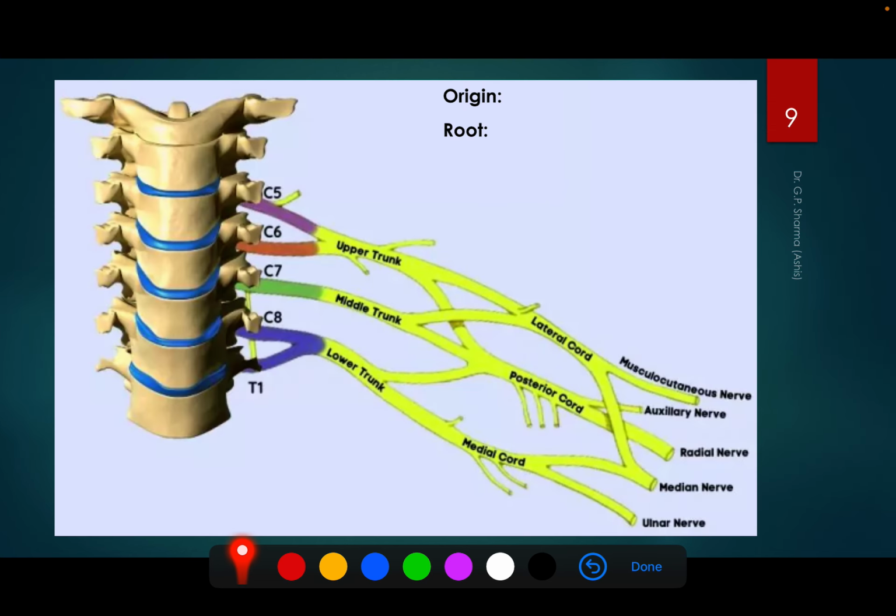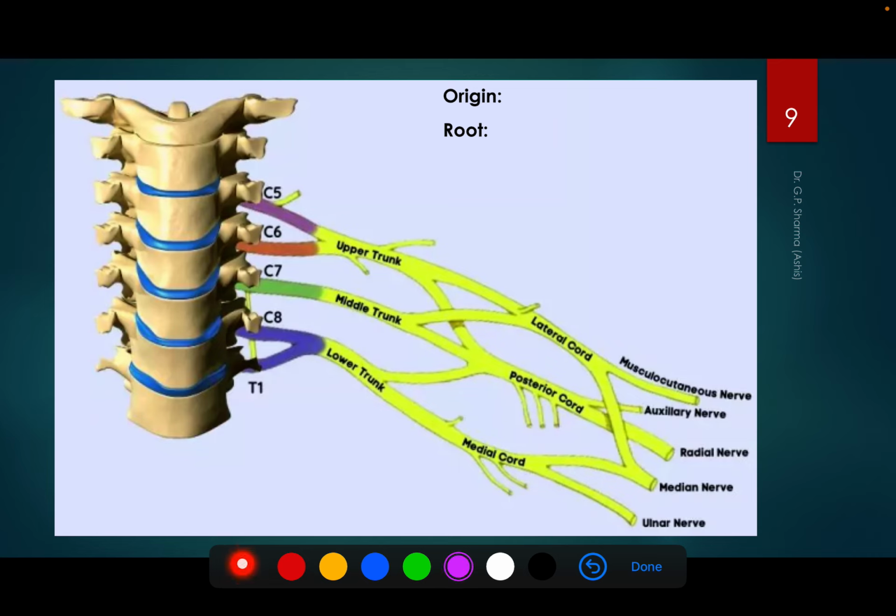Understand this one. Let's see what is the root value. Musculocutaneous nerve is over here. This musculocutaneous nerve is coming from the lateral cord. Lateral cord is connecting with this middle trunk and with this upper trunk. Upper trunk is going to C5 and C6, and the middle trunk is going to C7. That's why it originates from, we can say, the lateral cord, right? Lateral cord is formed by the upper trunk and then the anterior division of the middle trunk, right?